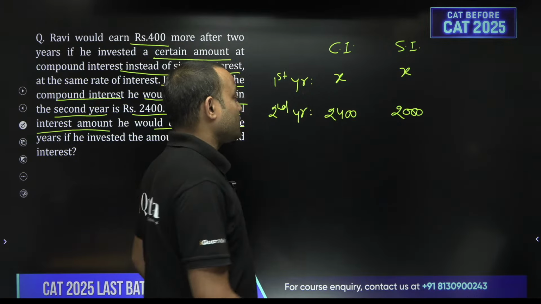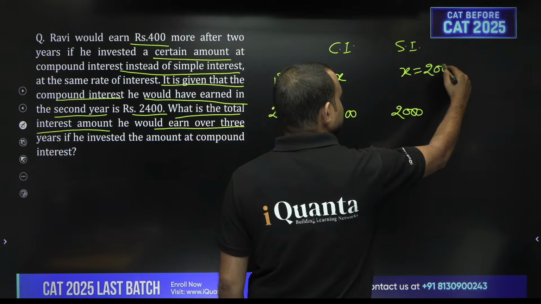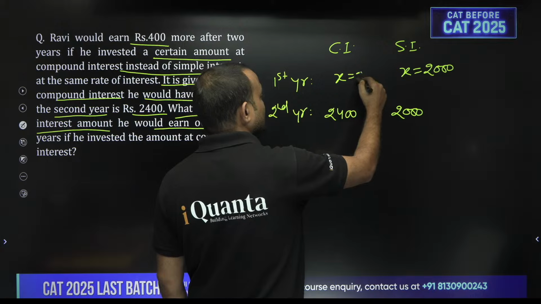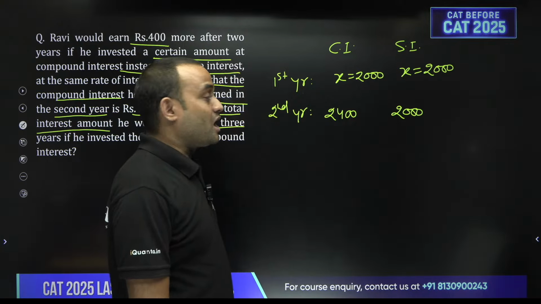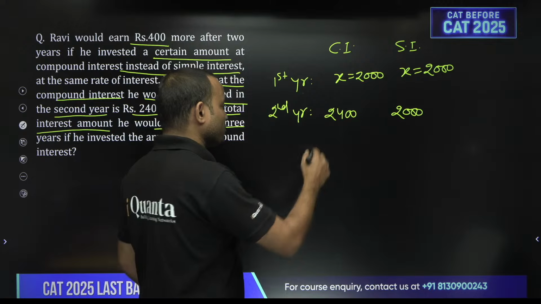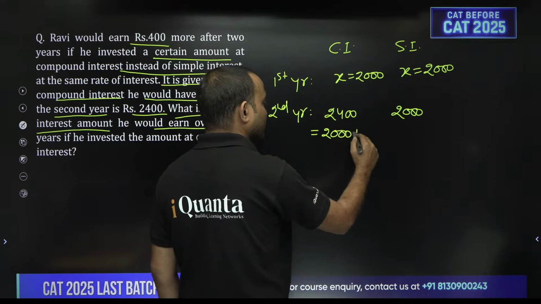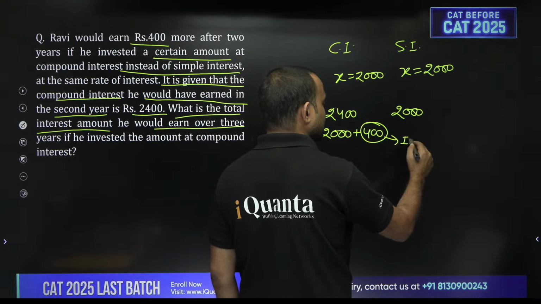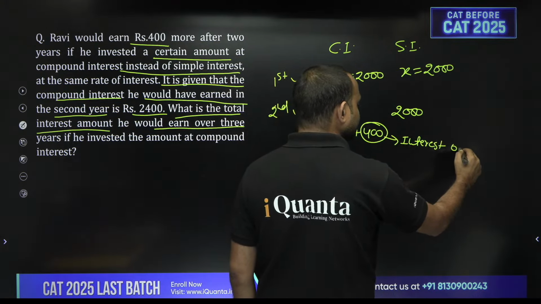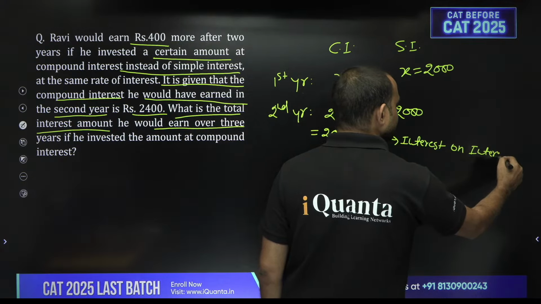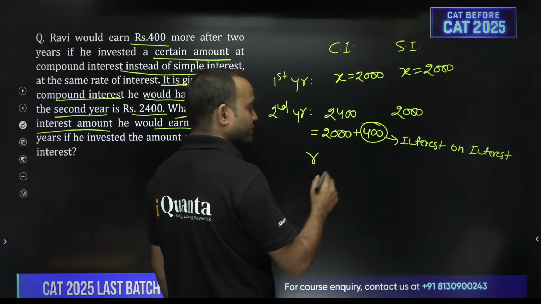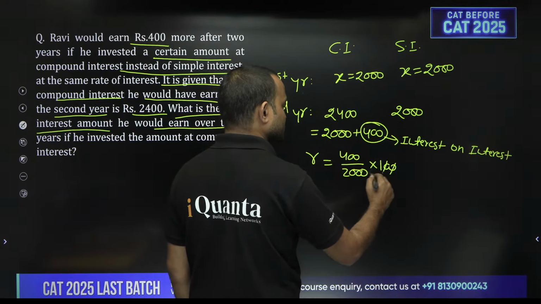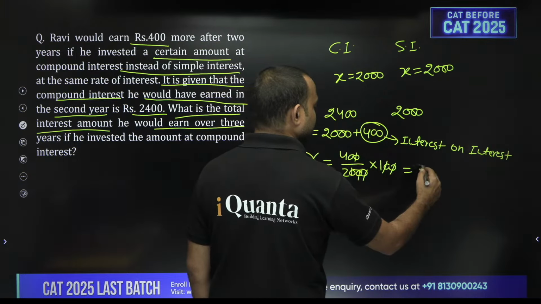For the first year the simple interest will remain the same, because the simple interest is always the same for every year, and the compound interest will also be the same. Now, what about the second year? The second year's 2400 is nothing but 2000 plus 400. This 400 is interest on interest, right? So, what will be our rate of interest? Rate of interest will be 400 upon 2000 into 100, which is nothing but 20%.